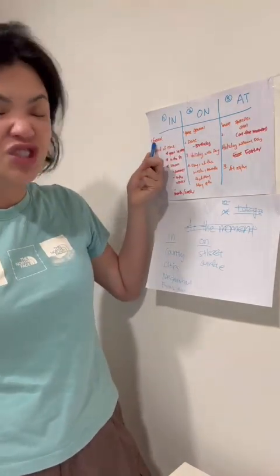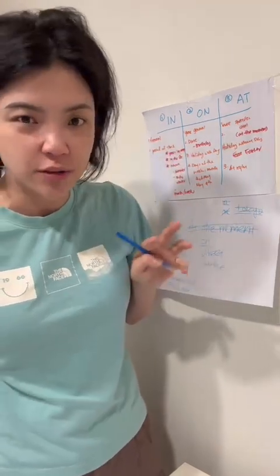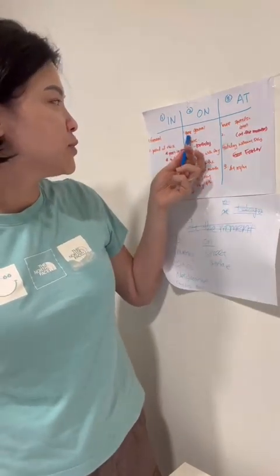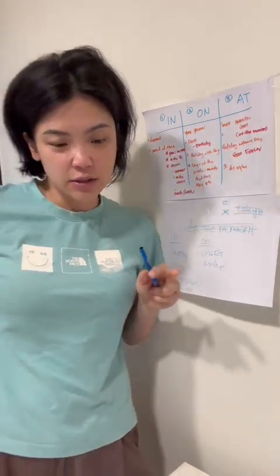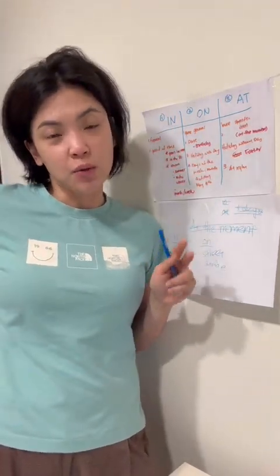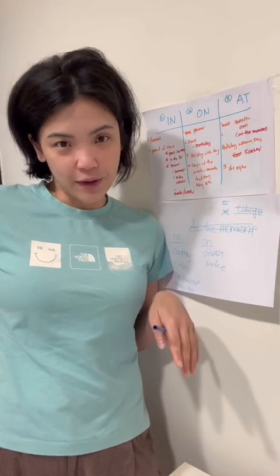First one is more general: in is more general. Number two, on, is quite general, and at is when you use it for a more specific time. Okay.